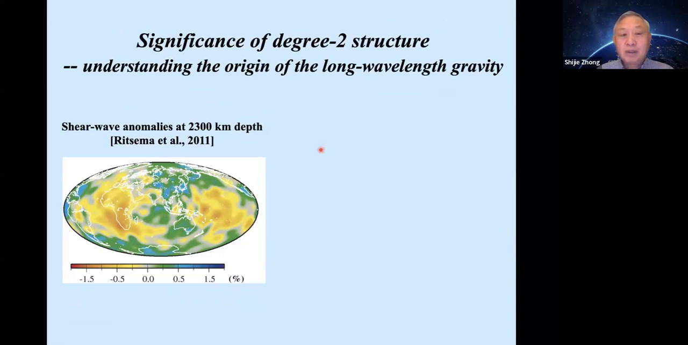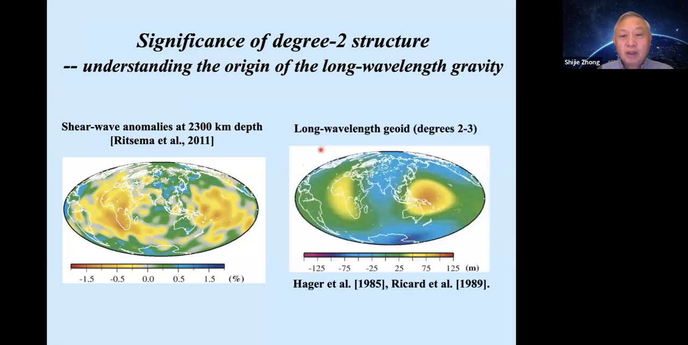Now let's talk very quickly about the significance of the degree 2 structure. We know that degree 2 seismic structure correlates very well with the long wavelength geoid, which represents gravity anomalies. What you see here are degree 2 and degree 3 geoid anomalies, and the green and yellow colors correlate very well with the seismic anomalies. This suggests that the long wavelength gravity anomalies we see are really controlled by the long wavelength degree 2 seismic structure in the mantle.